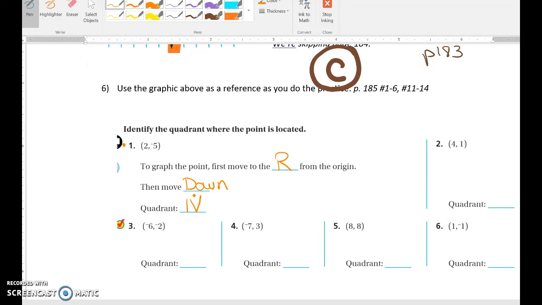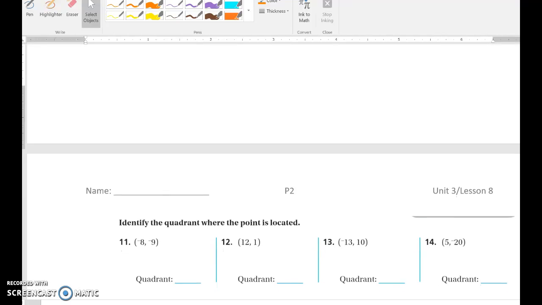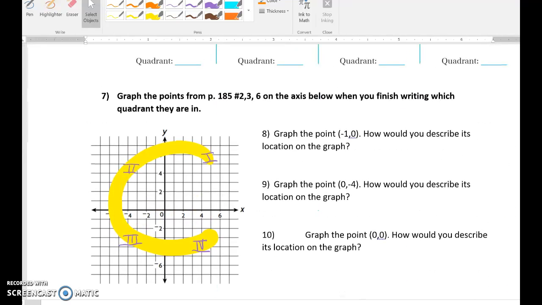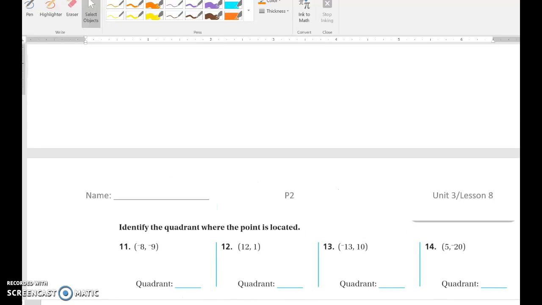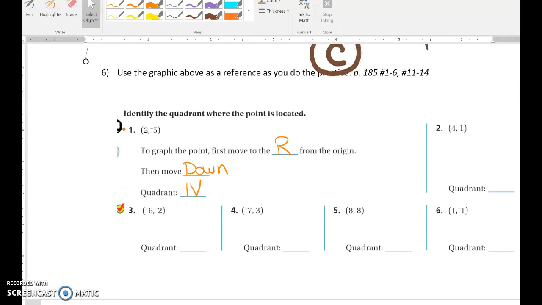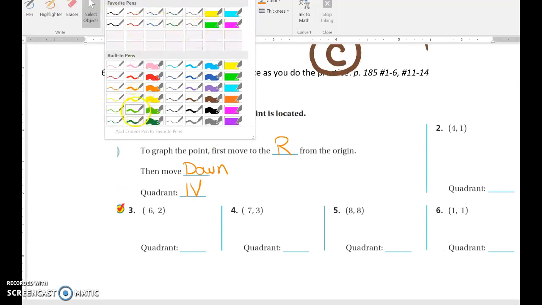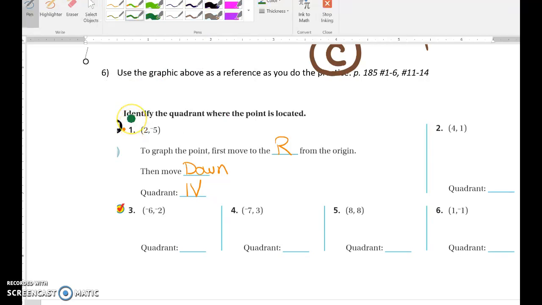Now, it happens to be that if you scroll a bit down, you will see that it says graph the points from 2, 3, and 6 on the axis below when you finish writing what quadrant they're in. You could also do that first. So I'm going to do that as I do 2, 3, and 6 for you. So let's pick another color. Let's pick green, okay? And this one is 4, 1.